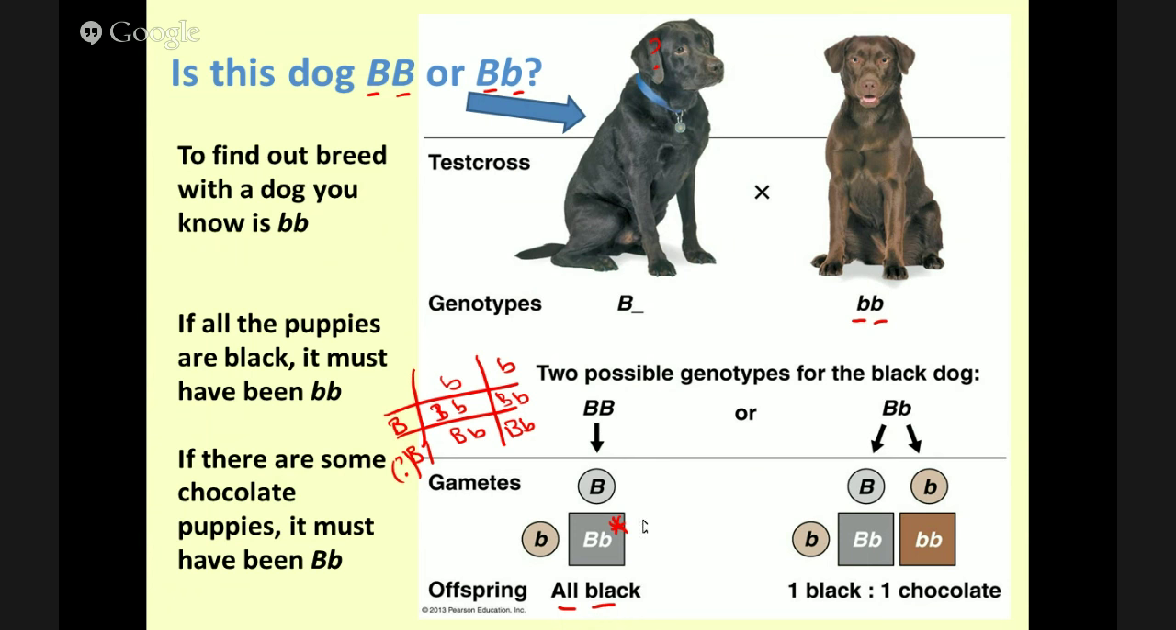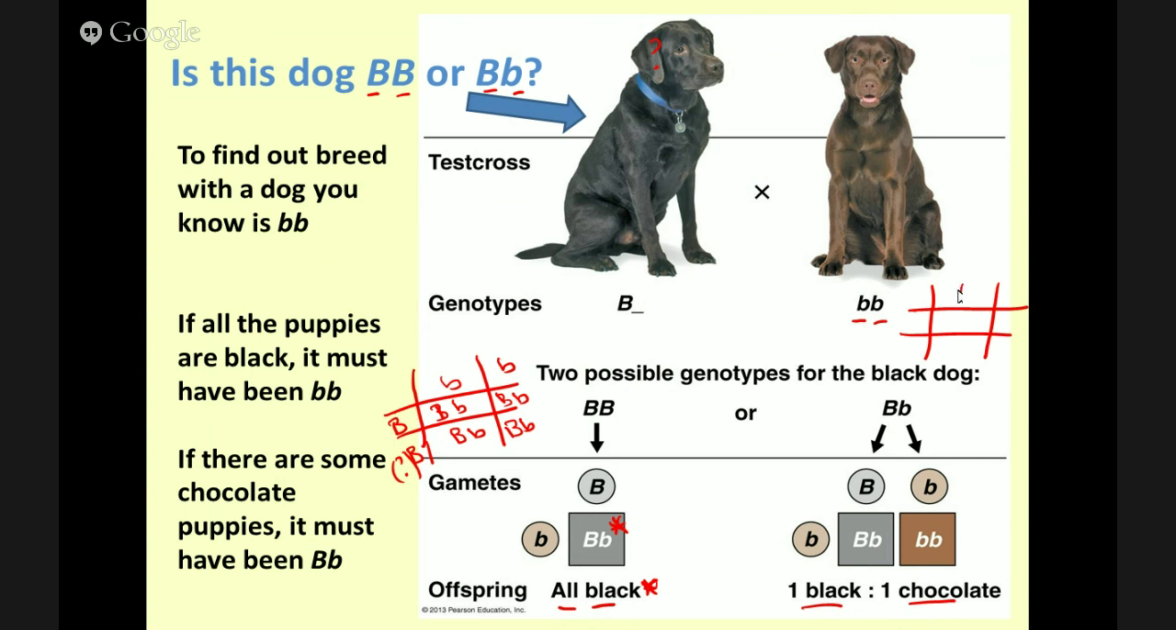They're all going to be big B, little b, and all those dogs would have black fur. So then this experiment, if all the puppies have black fur, this tells me that this dog must have been big B. But what if we get one black puppy, one chocolate puppy? What did that mean? So again, do your Punnett square.